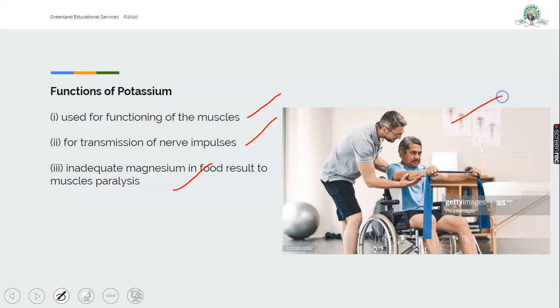Now look at this. That young man on the wheelchair is having what we call muscle paralysis. He cannot stand up on his own, so he has to be aided with the wheelchair. So that is what we can see there.